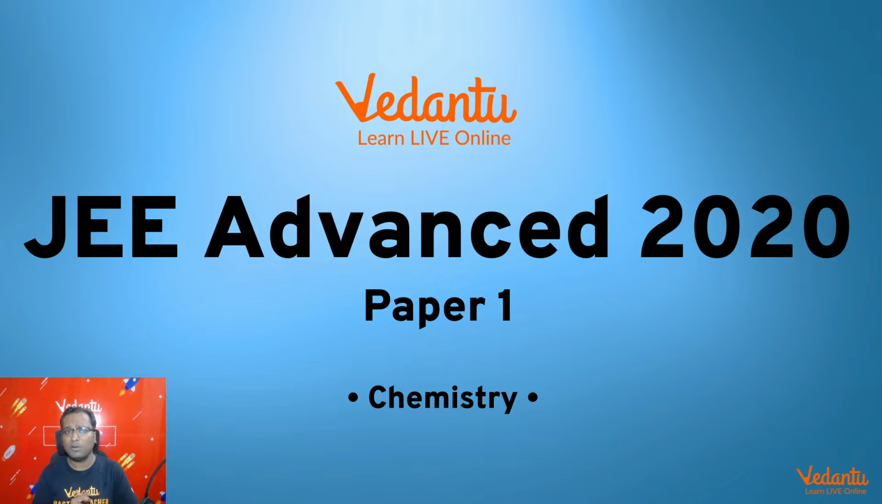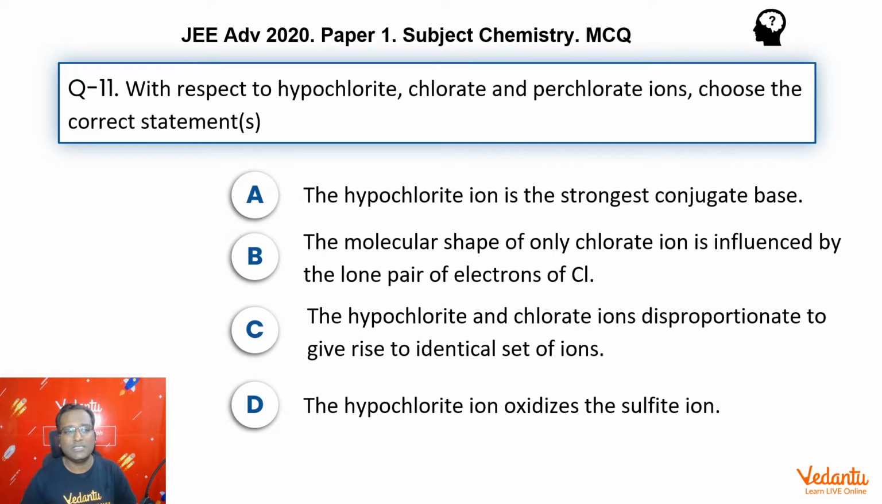Today we are going to talk about JEE Advanced 2020 Paper 1 and question number 11. Now, this question is an MCQ type, that is multiple correct type question guys. So be very careful. Now, it talks about hypochlorite, chlorate, perchlorate. So definitely this question is from P block chapter and group 17. Okay, now let's move ahead point by point.